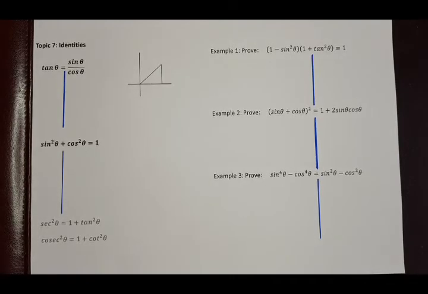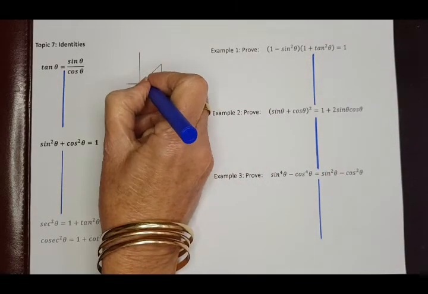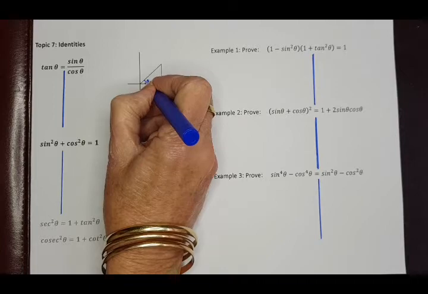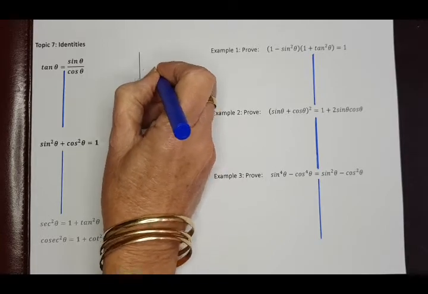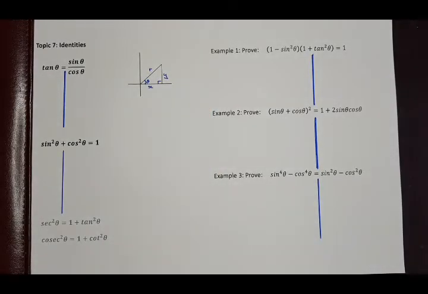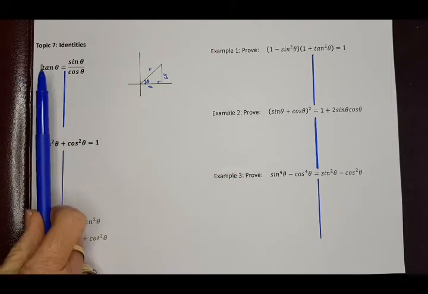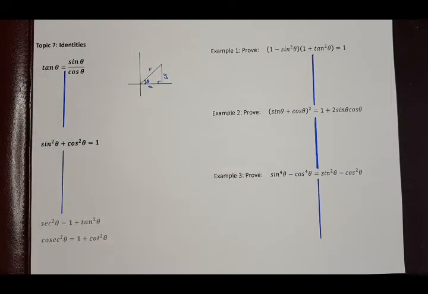In the seventh topic, we're going to start proving trigonometric identities. Now, you know that if this angle over here is theta, that's x, that's y, and that is r. We're going to use our definitions in terms of x, y, and r to prove these two trig identities.